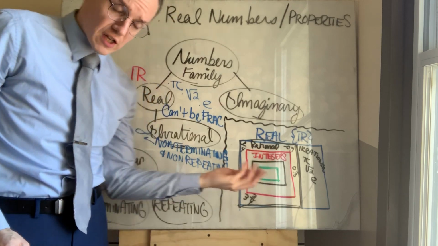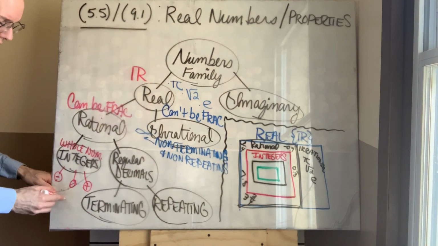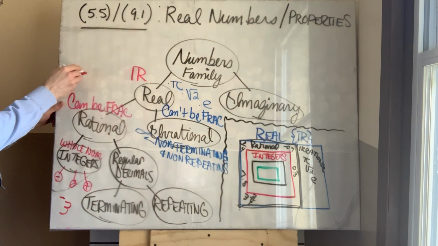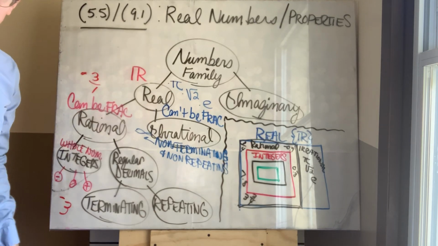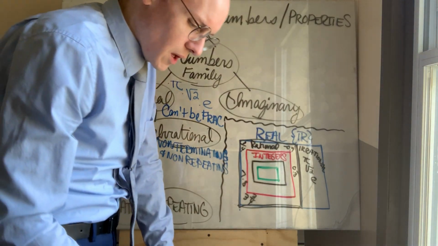They could be disguised to look like a fraction. If you had negative 3, you could just make it look like negative 3 over 1.